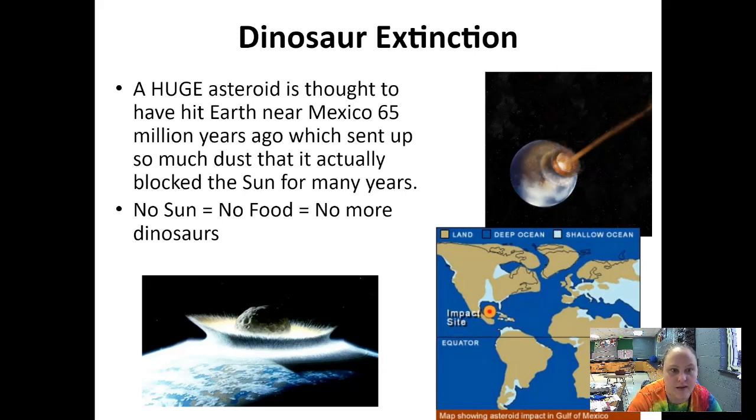And then the carnivores, which eat meat and other animals, started dying off because there were no herbivores for them to feed off of. So eventually it was just like a chain reaction. The plants died, then the herbivores died, then the carnivores died. So no sun, no food, no more dinosaurs. Same thing if this happened now. No sun, no food would eventually be created because there was nothing to create it from.